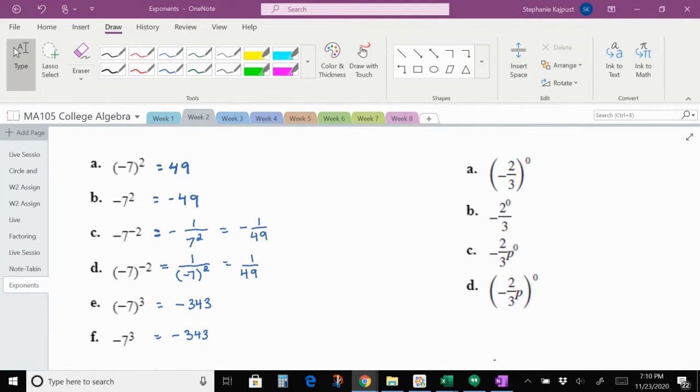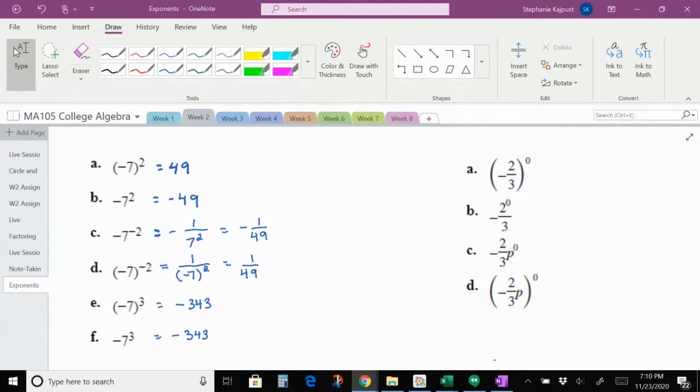Okay. And so that's like parts A and B here then, or that difference. Yeah. And so that's really important to understand whether the negative is included or not, and that's all if there are parentheses around it.